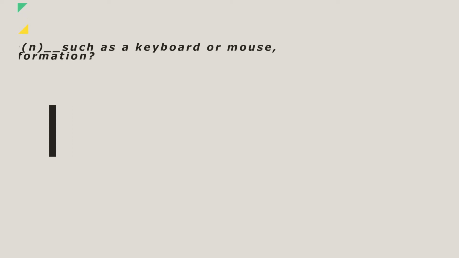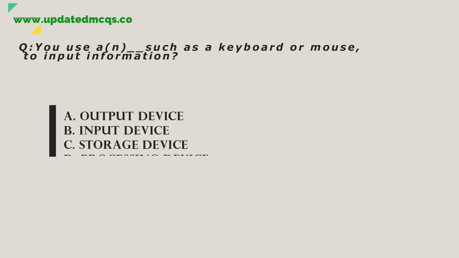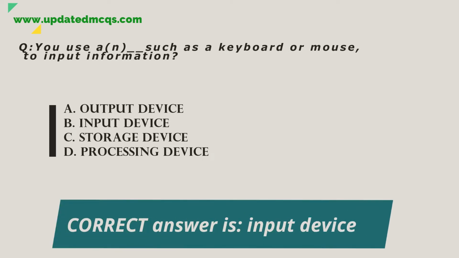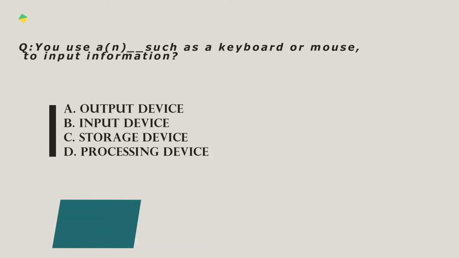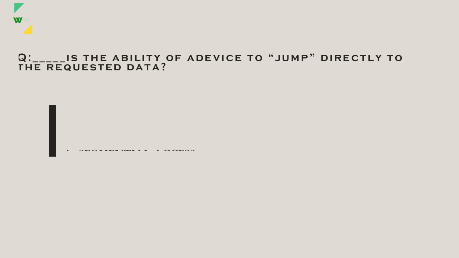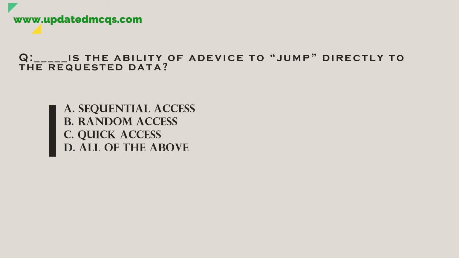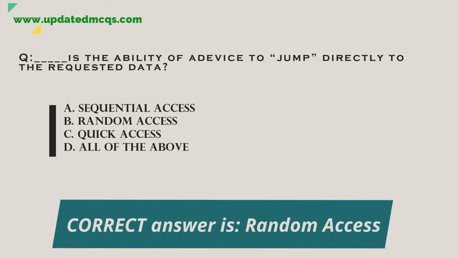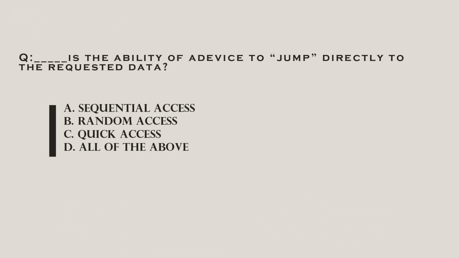You use an dash such as keyboard or mouse, to input information. Input device. Dash is the ability of a device to jump directly to the requested data. Random access.